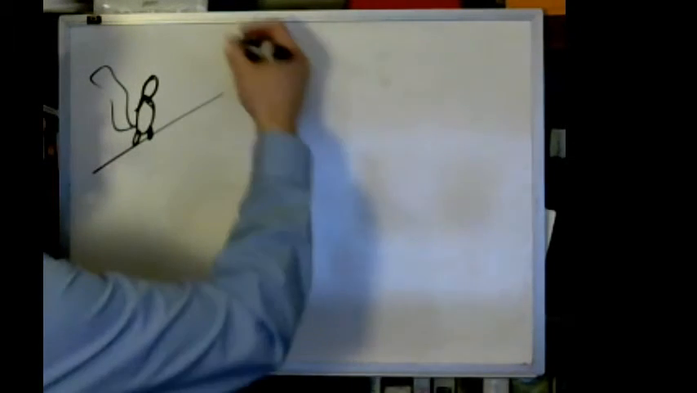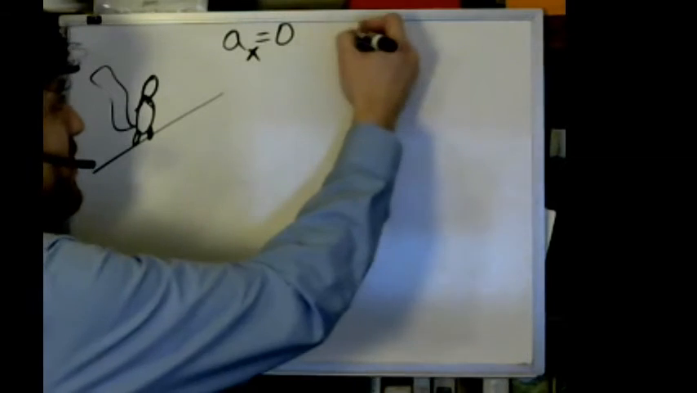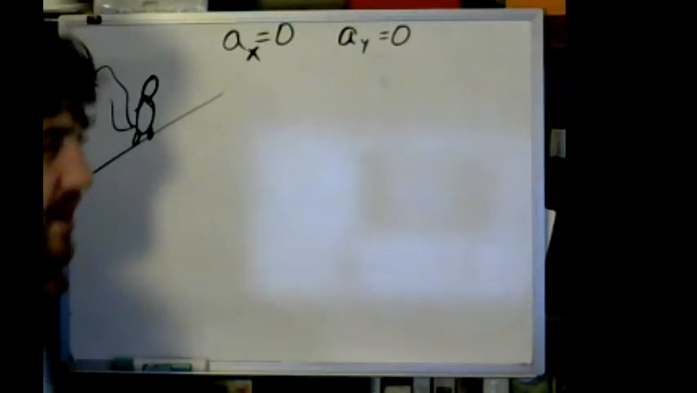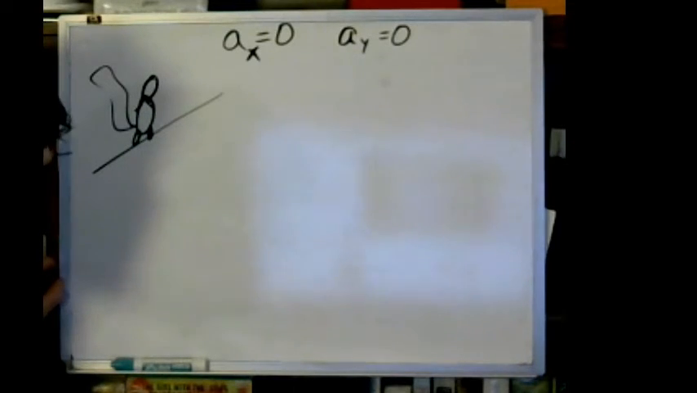Things we know about this squirrel to start. The squirrel is static. That means the squirrel is not in motion. This tells us that the acceleration of the squirrel is 0 in all directions. Horizontally, he is not moving. Vertically, he is not moving. He is not going to move.